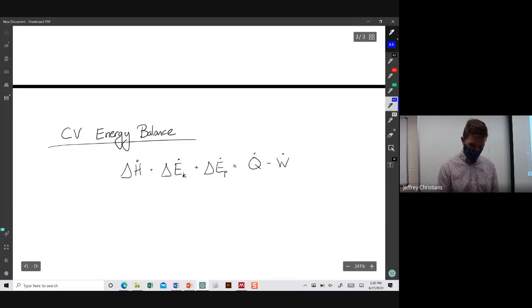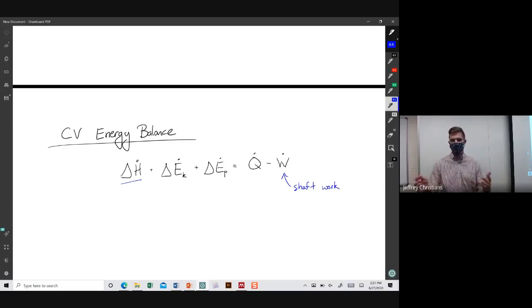To go through what these terms are, this would be the change in enthalpy, which is the total energy that the fluid carries with it, both thermal energy and this mechanical flow work energy. Kinetic energy: how fast is the fluid moving? If it comes in fast and leaves slow, there's going to be a change in kinetic energy, and a change in potential energy. And then the other side is Q minus W, heat minus work. This is specifically what we would call shaft work. Are there moving parts?